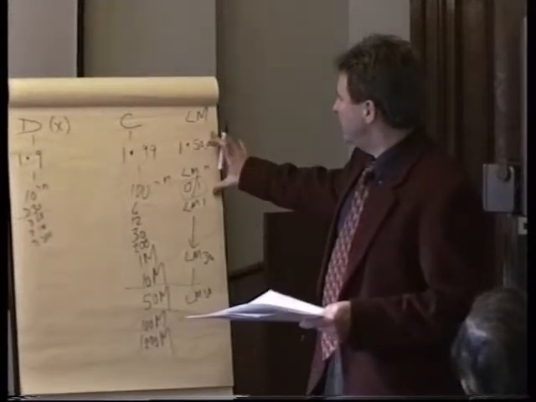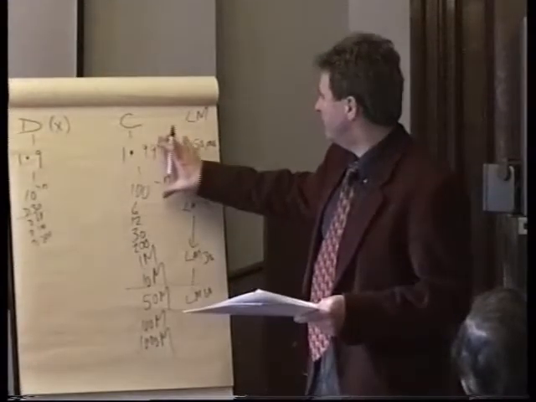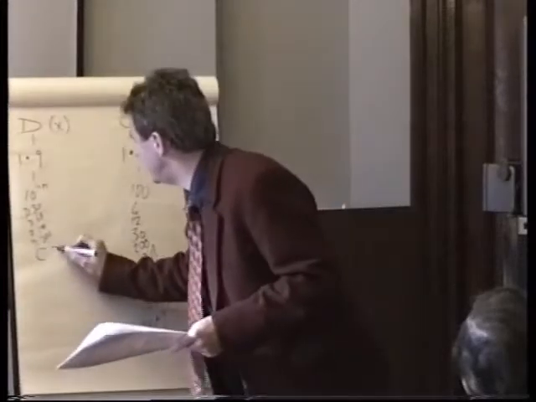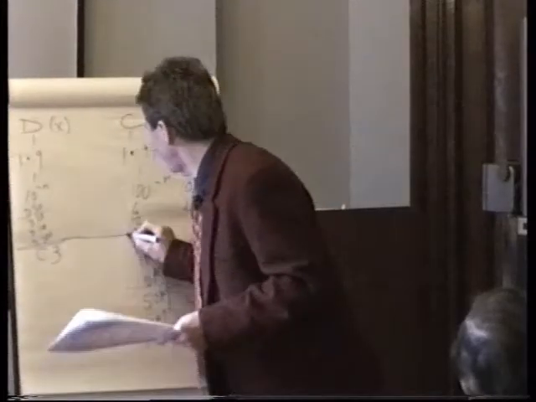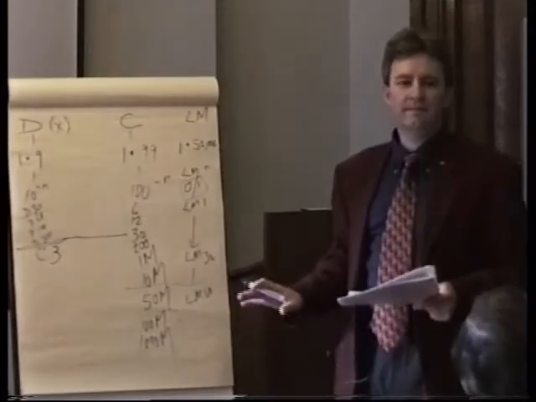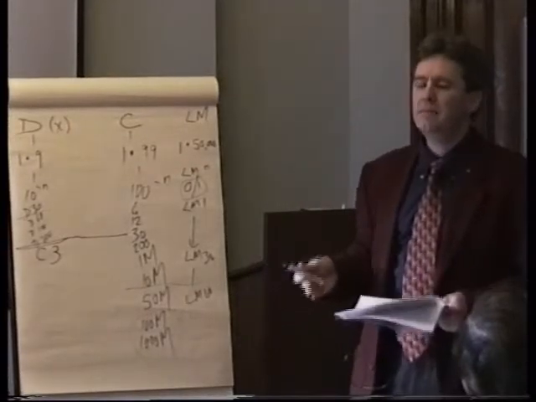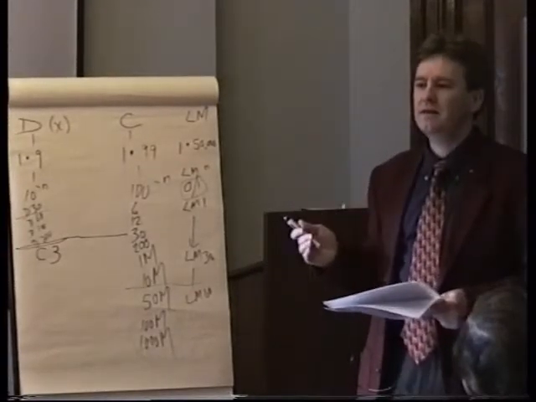How are they made, though? This is quite simple how they're made, but an LM starts off by taking a C3. It's got to start somewhere. So any substance can be made into an LM, but you've got to start with a C3.